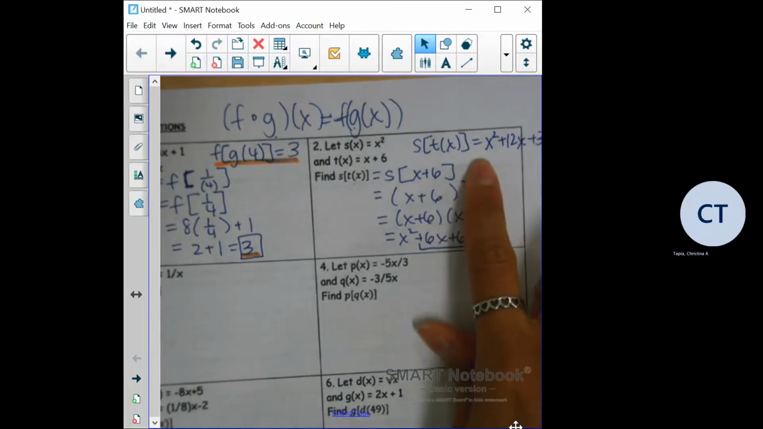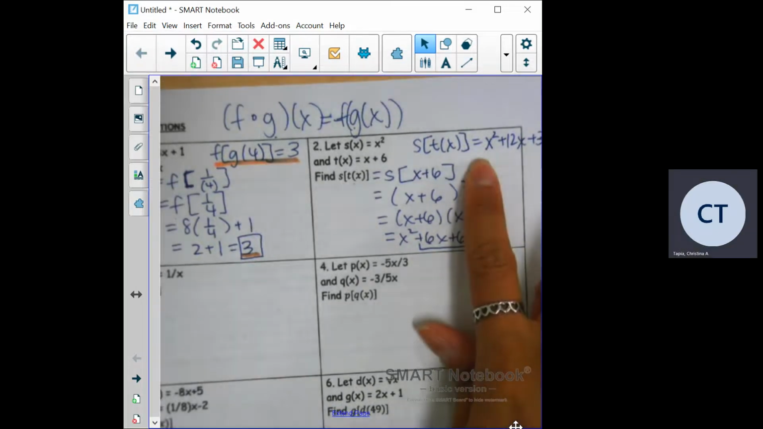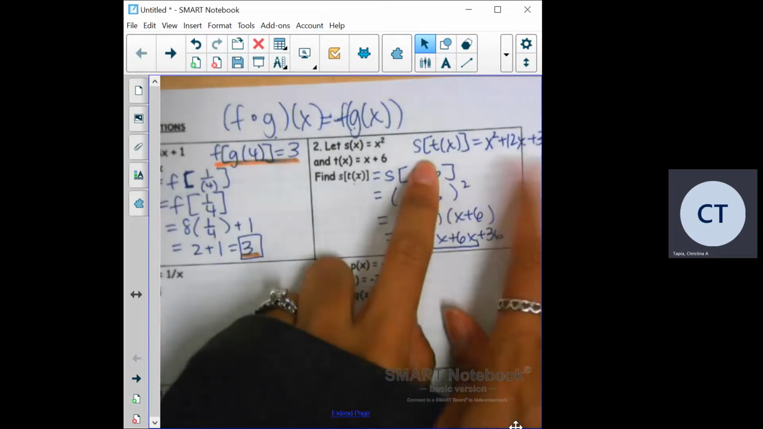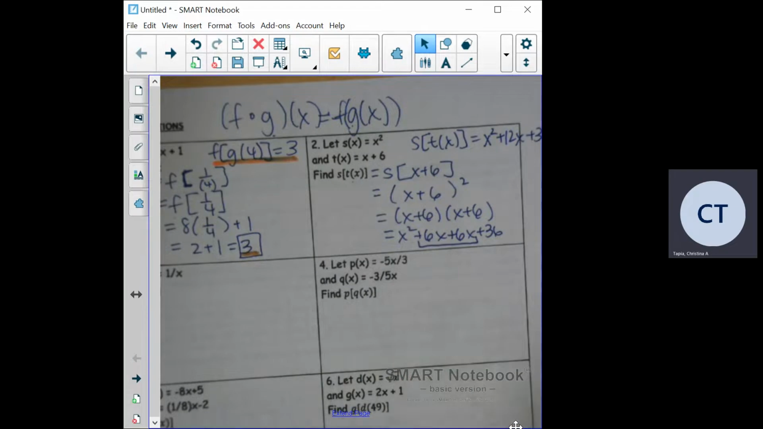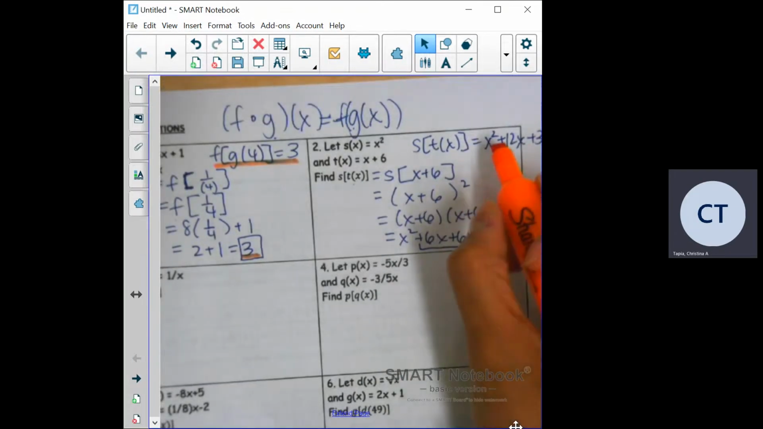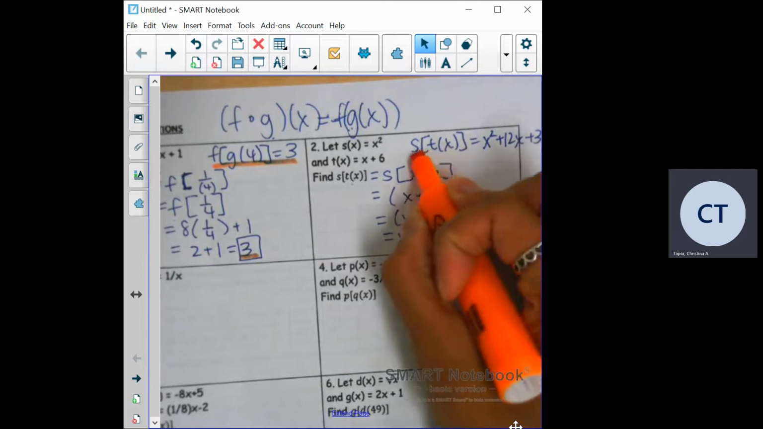The only reason I'm putting that is because on your tests and quizzes, I'm going to rewrite this and have a blank behind it. So I just want you to get in the habit of seeing it. On tests and quizzes, or on your homework, you're just going to need to put this part. You don't need to put the whole notation.